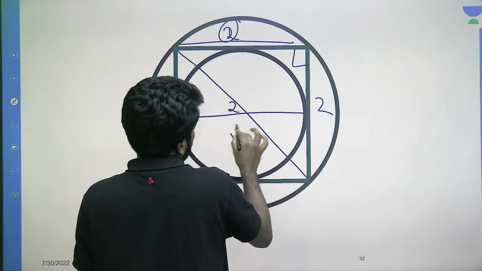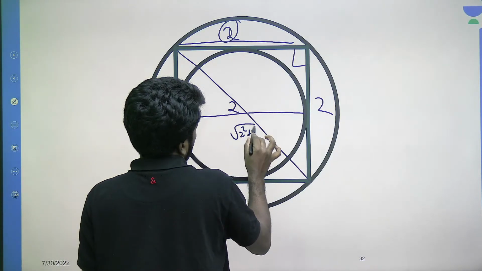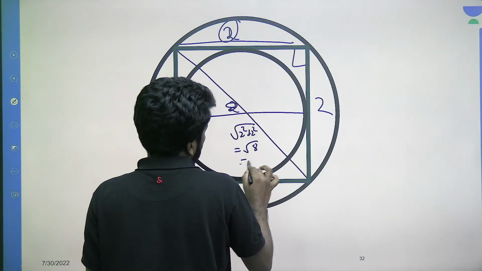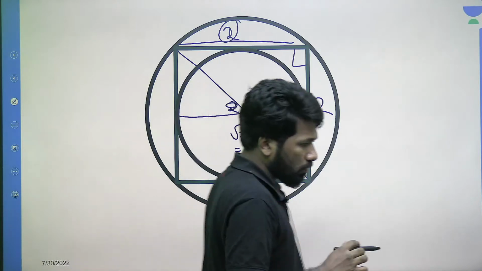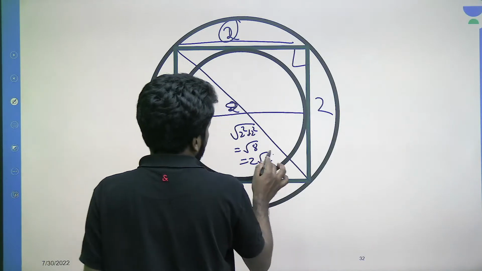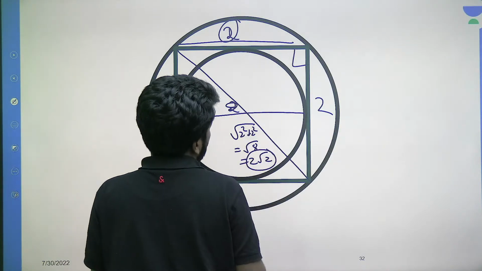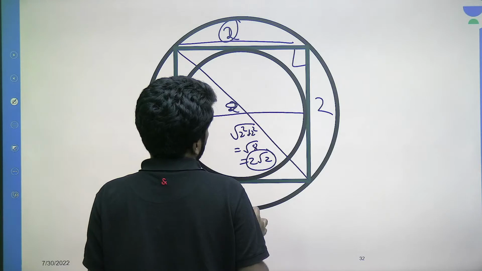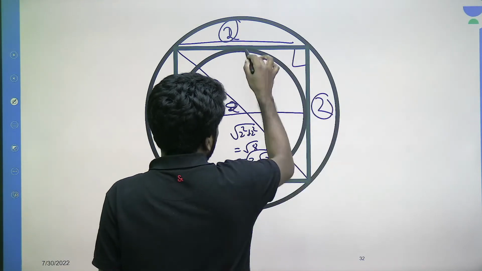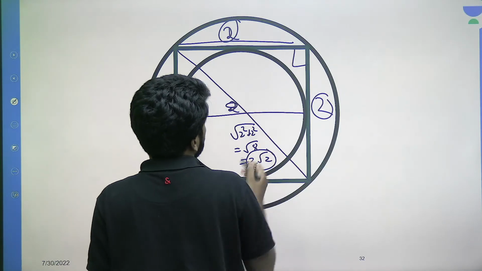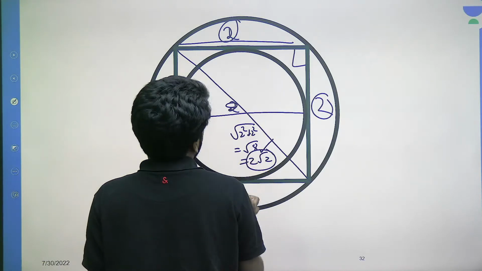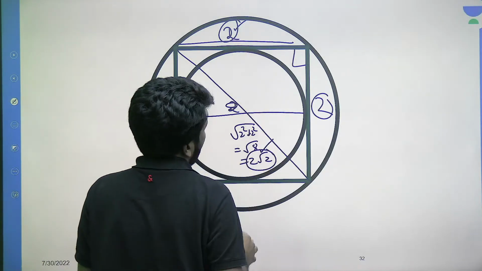So square root of 2 square plus 2 square. Square root of 2 square plus 2 square will be square root of 8. That is 2 root 2. 2 root 2 will be the diameter of the outer circle. Diameter of the outer circle is 2 root 2. This is 2 root 2. So now you can just find the area, no. Diameter is 2 root 2, and this diameter is 2.